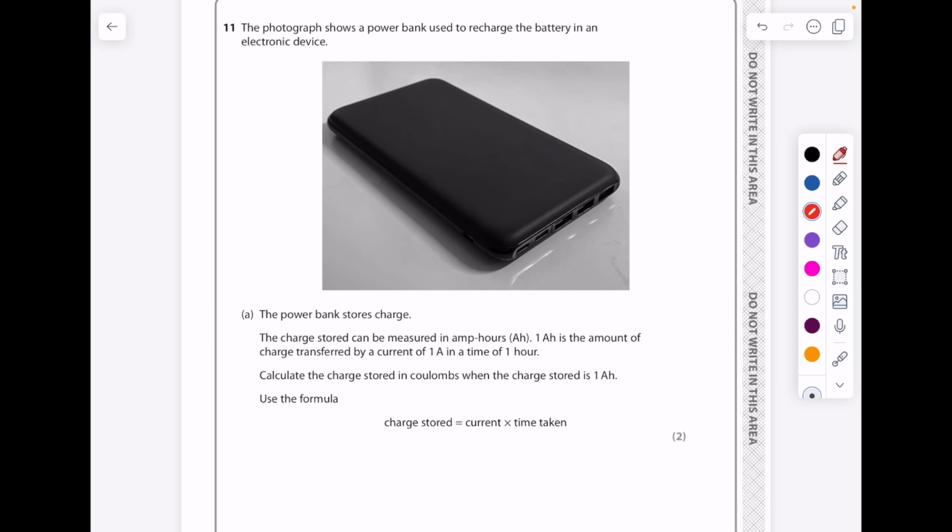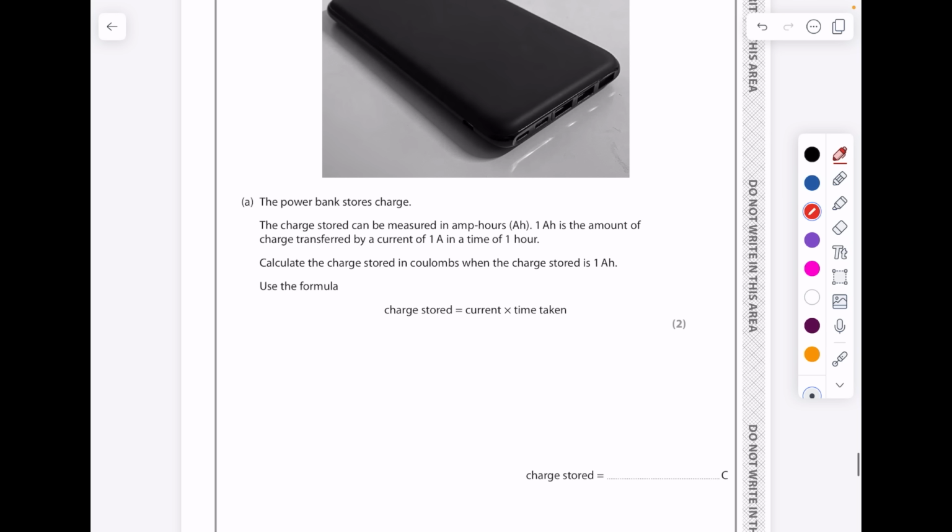The photograph shows a power bank used to recharge the battery in an electronic device. The power bank stores charge. The charge stored can be measured in amp hours. 1 amp hour is the amount of charge transferred by a current of 1 amp in a time of 1 hour. Calculate the charge stored in coulombs when the charge stored is 1 amp hour.